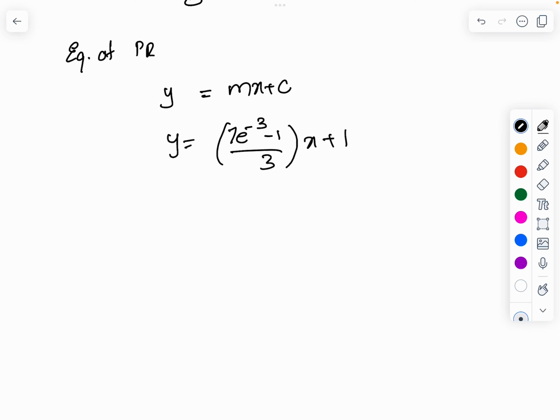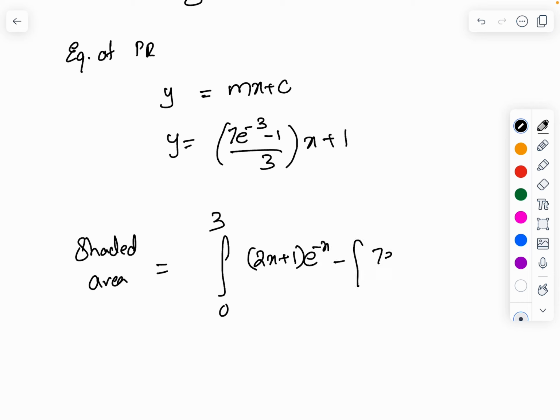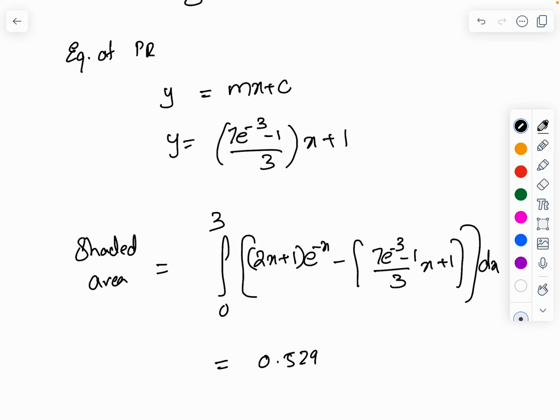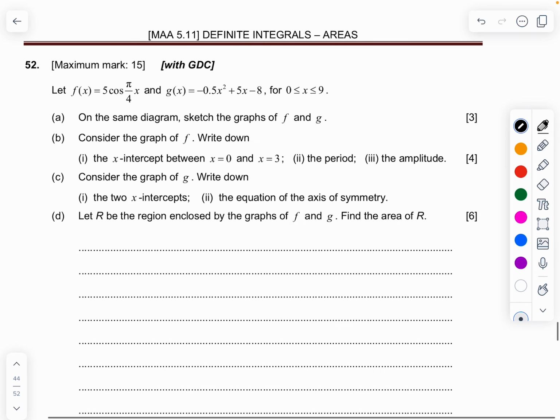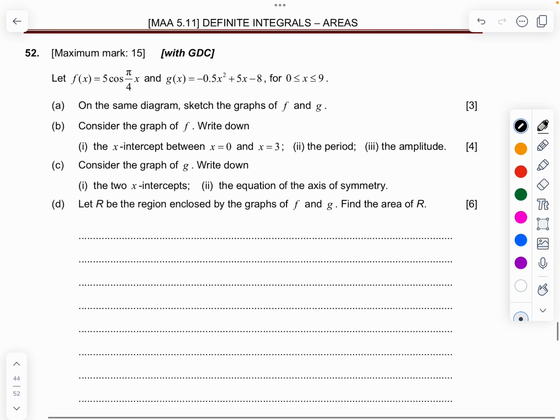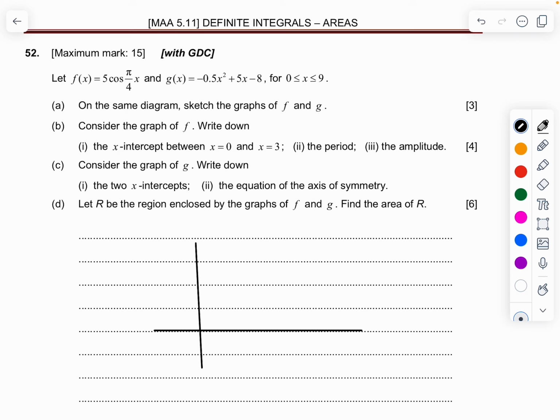Now the shaded area will be integral 0 to 3 upper curve minus lower curve, 7 e to the power of minus 3 minus 1 by 3 x plus 1 and whole dx. Simplify by calculator, you should be getting 0.529. Question number 52. f of x is given, g of x is given. On the same diagram, sketch the graphs of f of x and g of x. From GDC, you should be able to approximately get this as a shape.